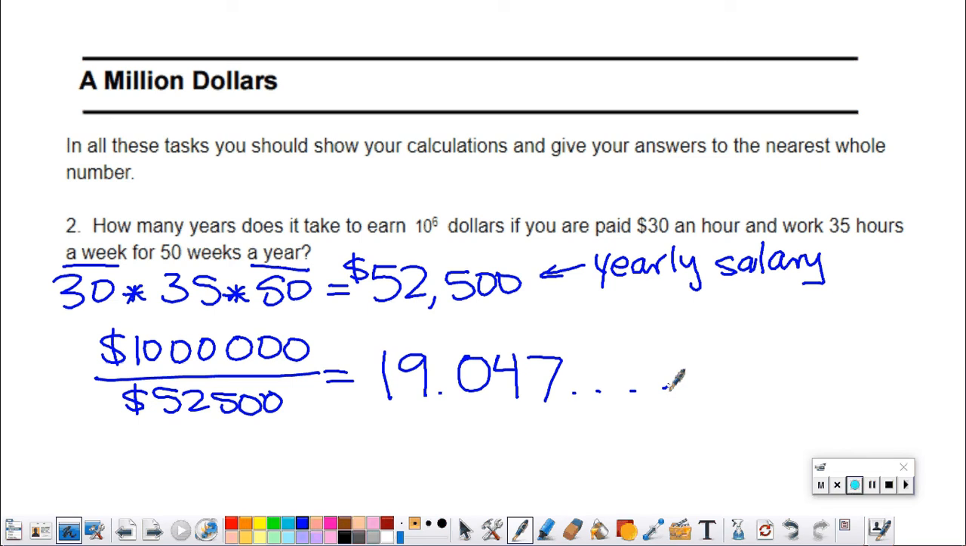Why down to 19? Okay, I want you to think about it realistically. It's going to take you 19 and some years. So if you're going to realistically give yourself a goal, would you round down or round up? Round up. So it'd be about 20 years. About 20 years.